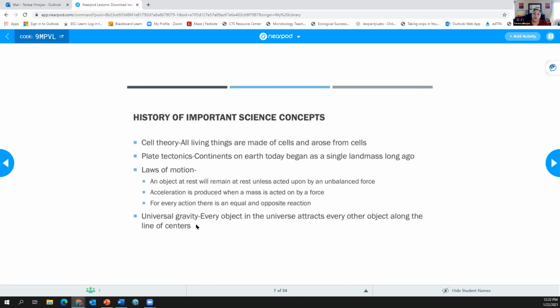And then universal gravity. So every object in the universe attracts every other object along the line of their centers. And there's a little bit more to it in terms of by how much things attract each other, but just know in general that every object has gravity. You have gravity, I have gravity, Earth has gravity, but so does the moon, and so does my dog, like everything does. And so everything's just always pulling at each other because of their masses.